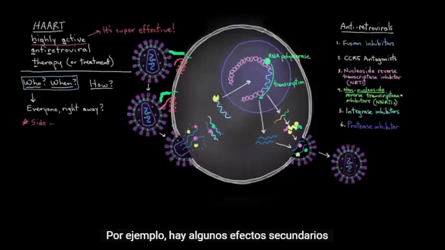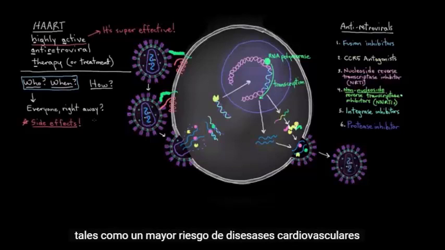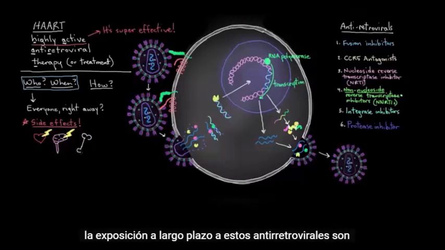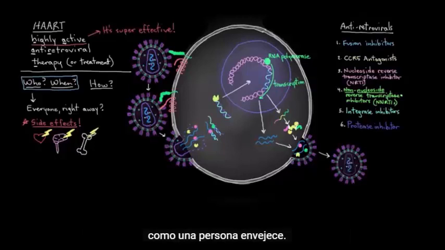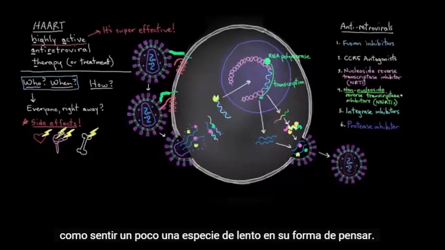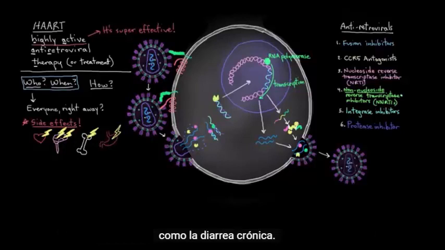For example, there are some side effects of the ARV drugs, such as an increased risk of cardiovascular diseases like heart attacks or strokes. There's potential problems with bone health, too. Long-term exposure to these ARVs are associated with a greater loss of bone density as a person gets older, more than the normal loss that happens as you age. There can be psychiatric side effects, too, like feeling a bit sort of sluggish in your thinking. And there can be gastrointestinal side effects too, like chronic diarrhea.